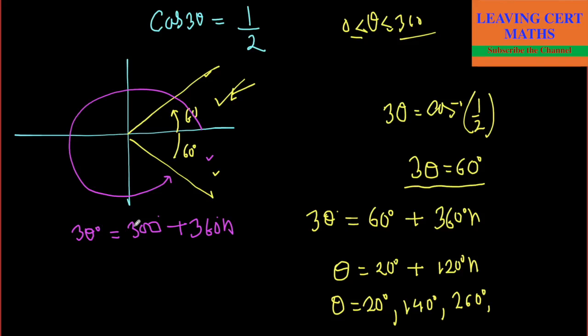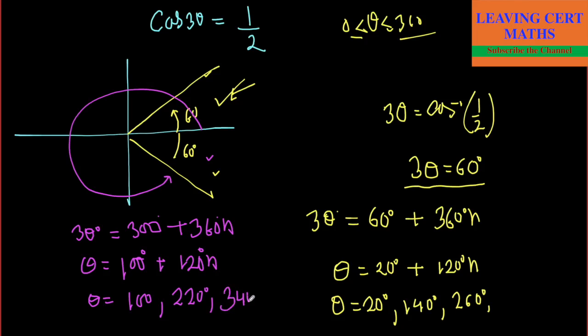Then we have to divide everything by 3. This will become 100, this will become 120 degree. Is that okay? Now when you put n equal to 0, you will get 100. When you put n equal to 1, you will get 220. And if you put n equal to 2, you will get 340 degree. And after that you will exceed 360.